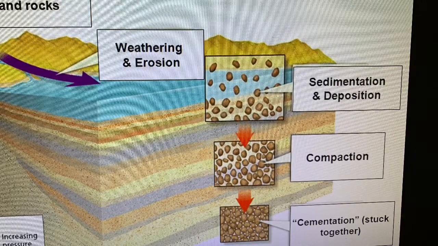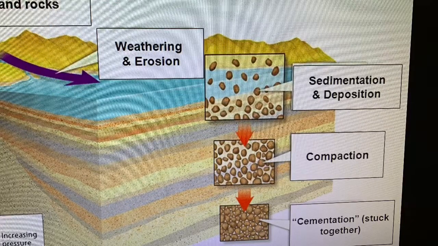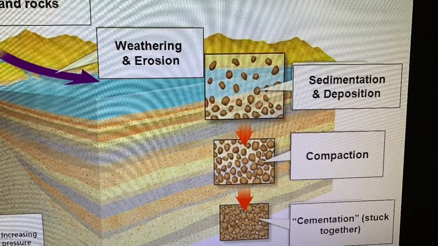So this is what happens with a sedimentary rock. The stuff that gets deposited first gets compacted by the stuff that gets deposited second and third.